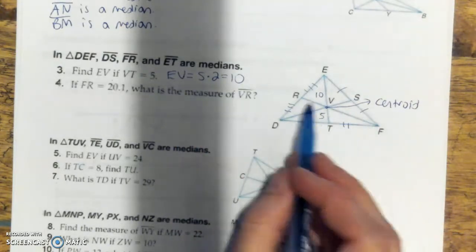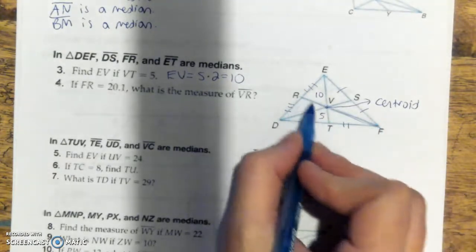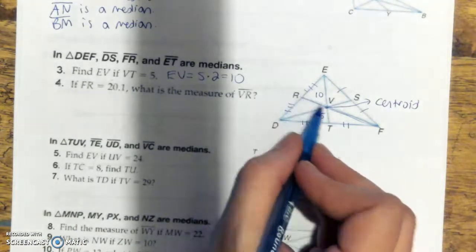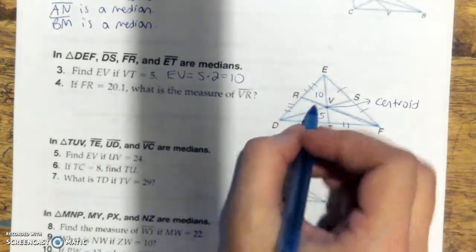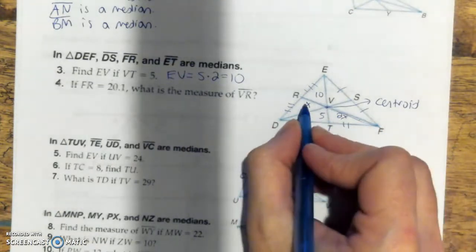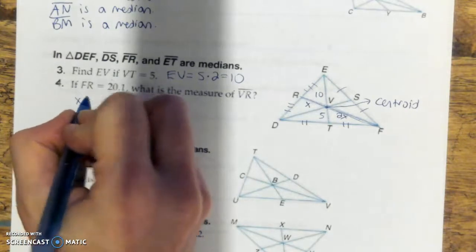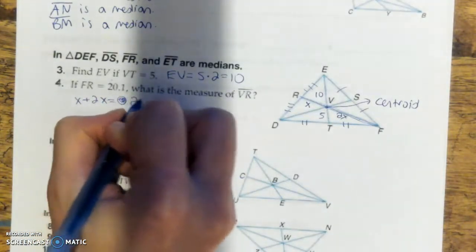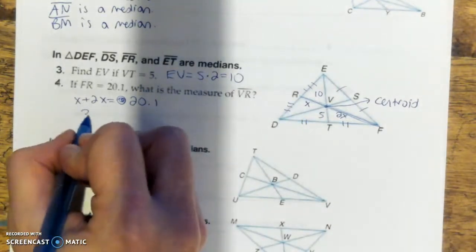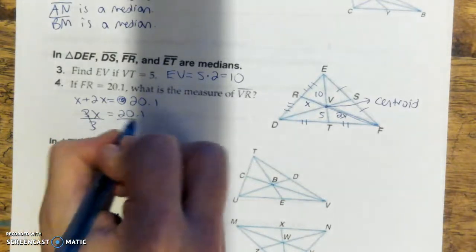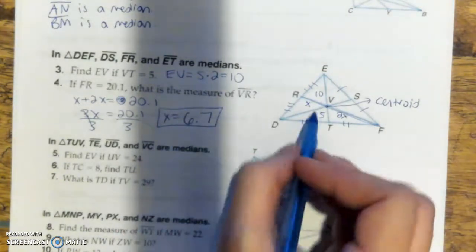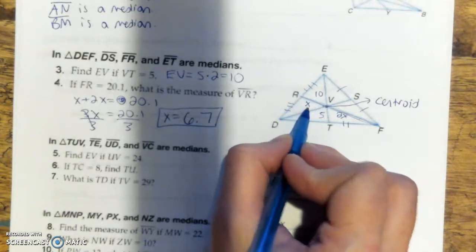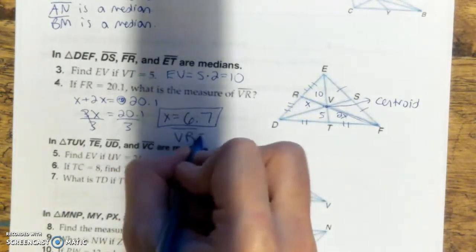All right, looking at this, if FR, so this whole median FR is equal to 20.1, what is the measure of VR? All right, so I've got 3 parts in here, right? 1 part and 2 parts here. So I know if I label this X, then this has to be 2X, right? 1 part, 2 parts. So I would say X plus 2X would give me 20.1 if the whole thing is 20.1. So when I combine these, I get 3X equals 20.1. Divide both sides by 3, and I'm going to get X equals 6.7. So I know that X is the measure of VR because that's my 1 part, right? Not my 2 parts. So I know that VR is also equal to 6.7.